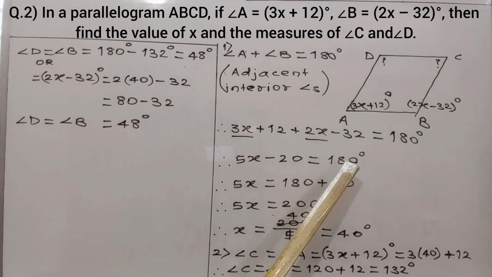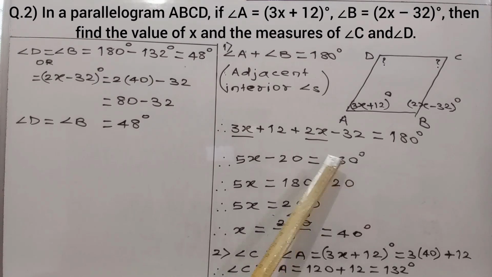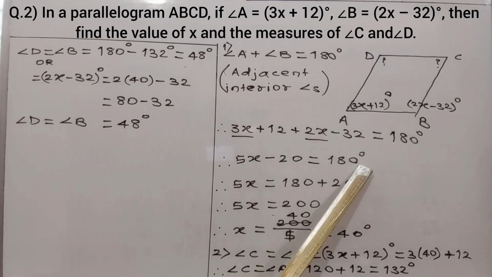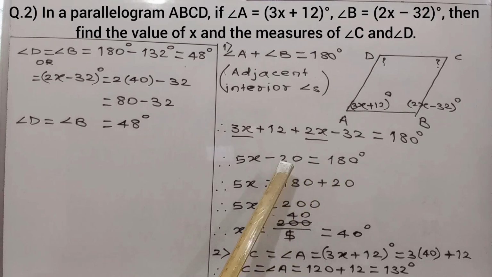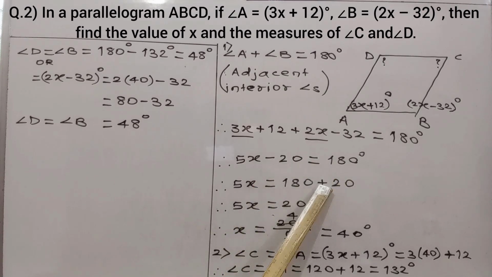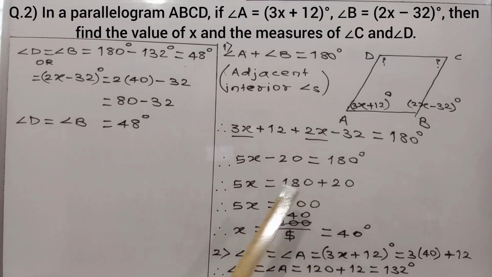Now 20 and 180 are like terms. So we take this minus 20 to the right side, so it becomes plus 20. So 5x is equal to 180 plus 20. Therefore 5x is equal to the sum of these two, 200. Then 5 is multiplied, so it goes to the right and becomes a divisor. So x is equal to 200 upon 5. Therefore x is equal to 40.